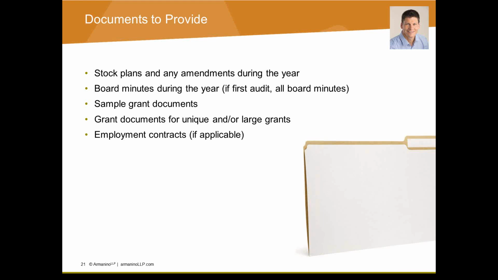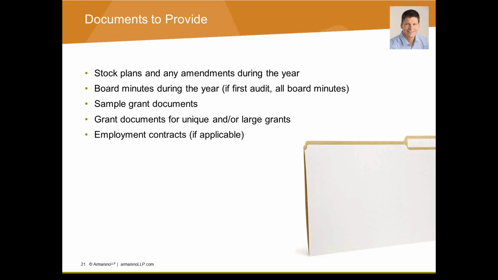So this page and the next really provide some examples of documents that you're going to need getting ready for the auditor. We've already talked about the stock plan, and any amendments to that plan. Oftentimes the plans last 10 years, so if your company has been around that long, chances are you've got one stock plan that's expired and has been replaced by a new one. Scott talked about making sure you've got all the board minutes, at least the ones that are focusing on compensation. Make sure that those are reconciled, and a sample of grant documents.